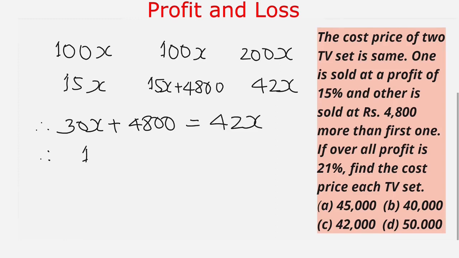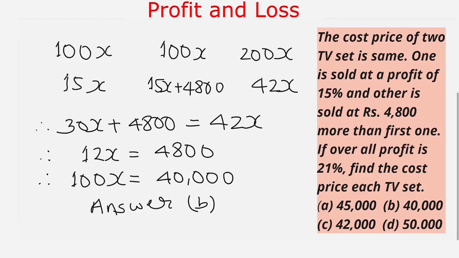Therefore 42x minus 30x is 12x, and this is equal to 4,800. The cost of each is 100x, so first 12x is 4,800. Therefore x equals 400, and 100x equals 100 times 400, which is 40,000. And from the given options, our answer is option B, 40,000. I hope you have understood how to solve this question.